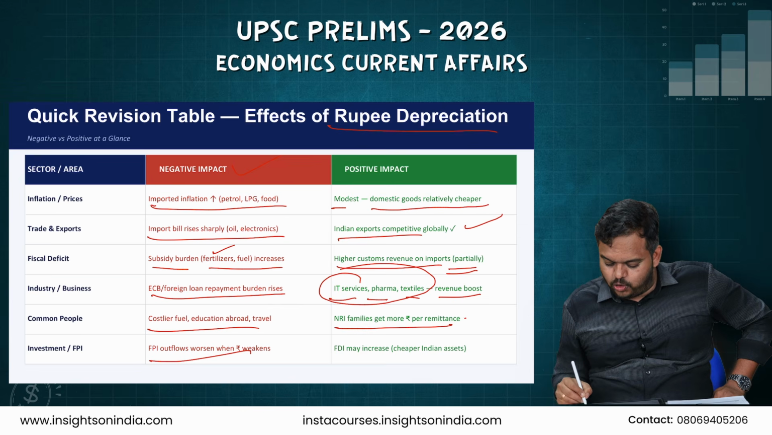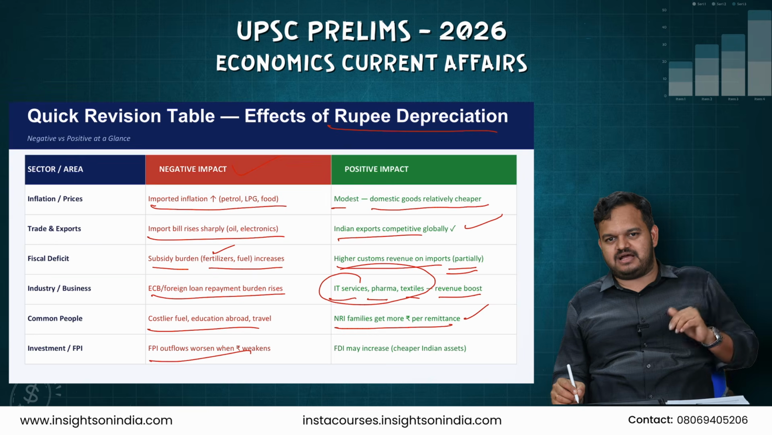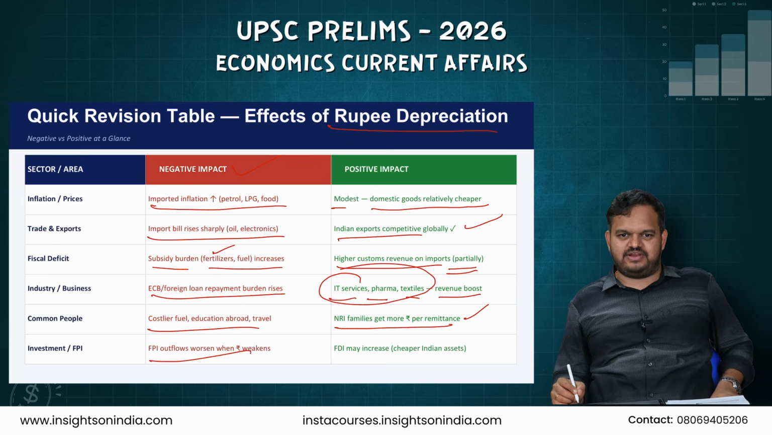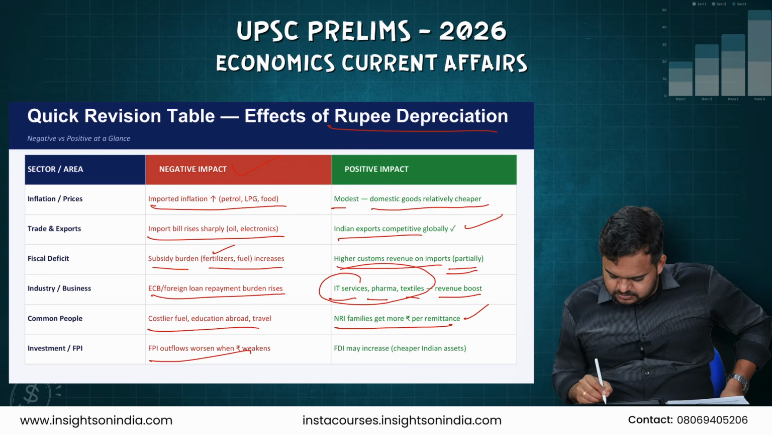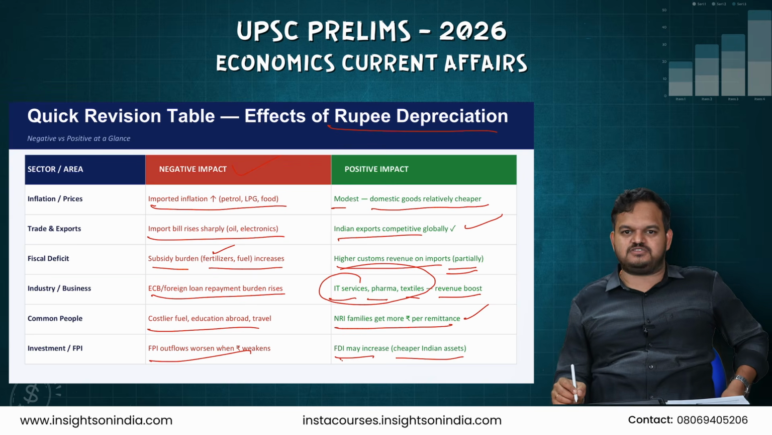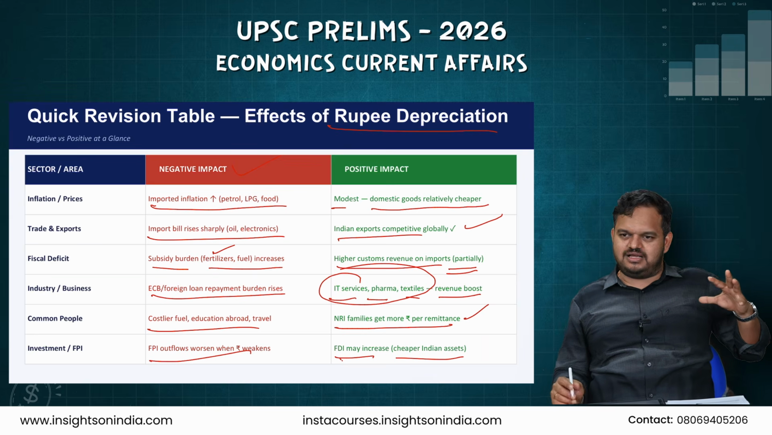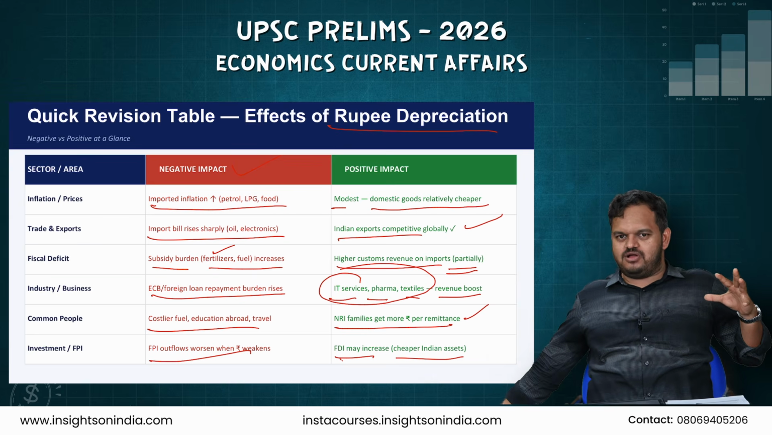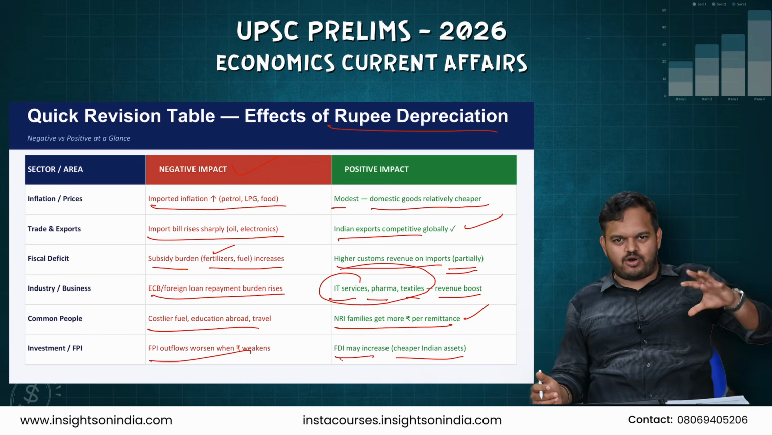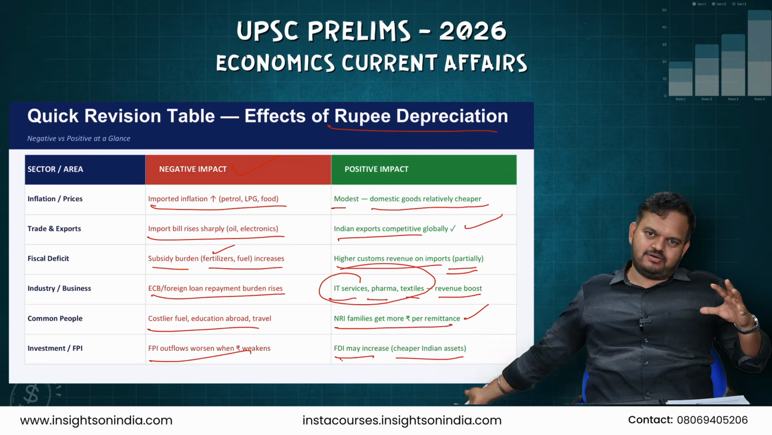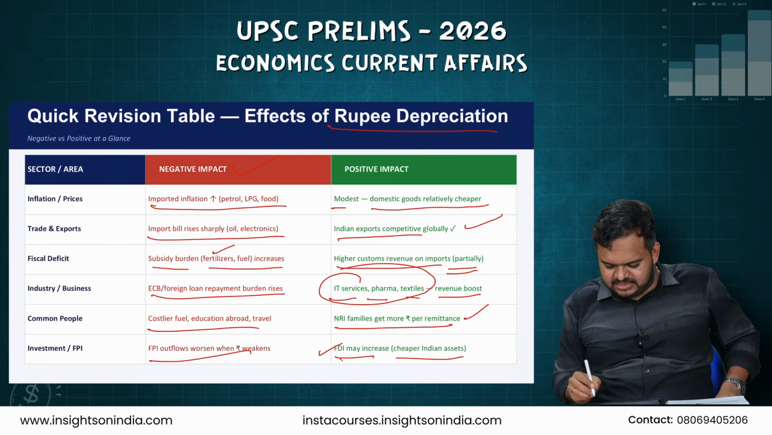NRI families get more rupees per remittance, right? Dollars are going to be sent to India, and because the dollar value is very high, there is going to be more rupee. FDI may increase because of cheaper Indian assets. Earlier, someone investing $100 would get some amount of product here, or land or ownership. Now the same amount is going to get him more in terms of ownership, in terms of product, etc. So it may increase FDI.